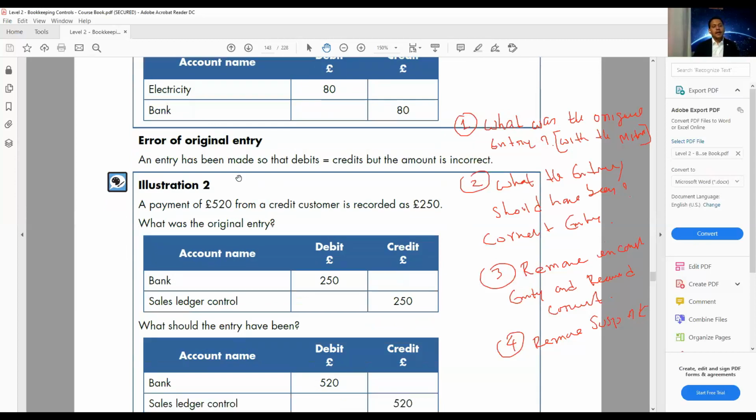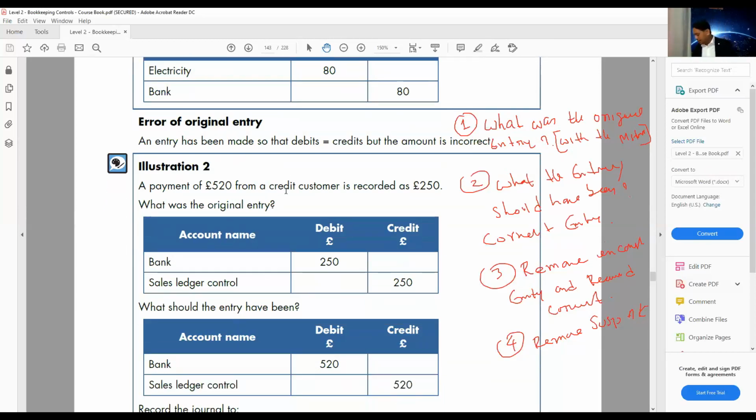Okay, the next one, error of original entry. What happens if you made a mistake when you recorded the original entry? So you just recorded the wrong entry. Let's have a look at that. This one says an entry has been made with debit and credit but the amount is incorrect. So if you have this situation, you make the debit and credit but the amount you recorded is incorrect.